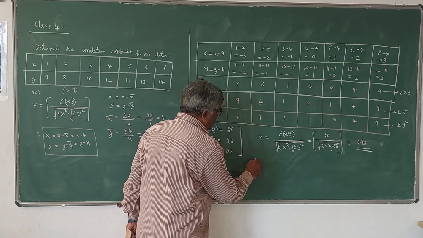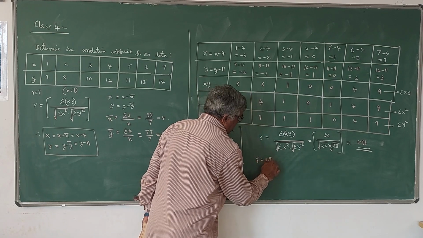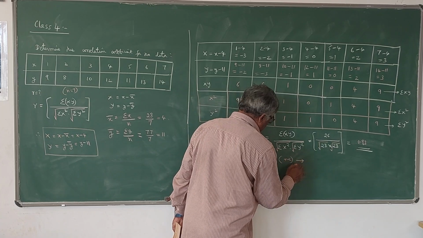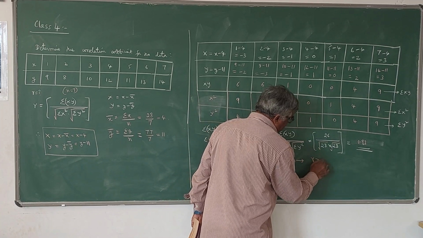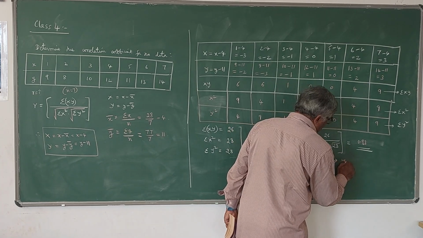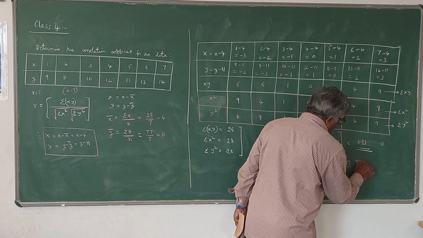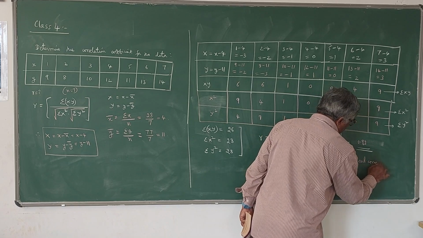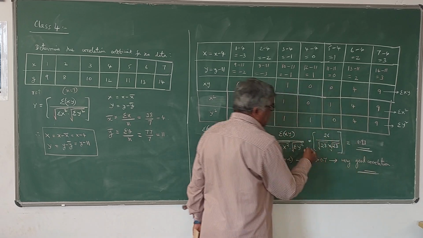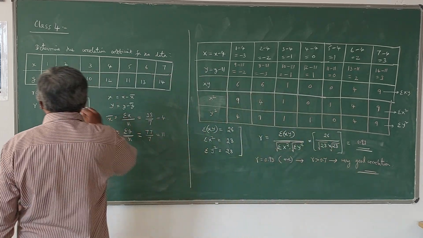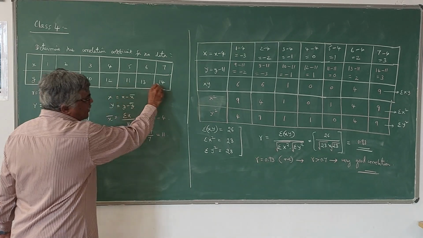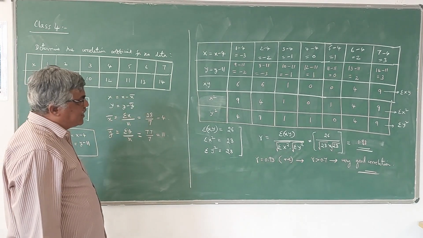So you have got R positive, and it is greater than 0.7, which we can say is a very good correlation. If R is greater than 0.7, you can say it is a very good correlation, and it is a positive correlation because as the value of x increases, you can observe here that the y value is also increasing. So this is the answer.